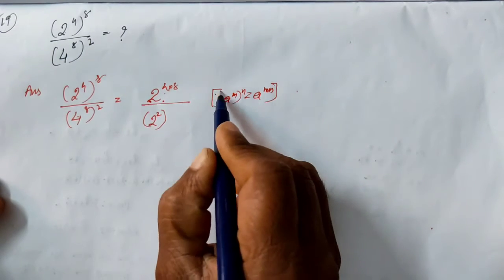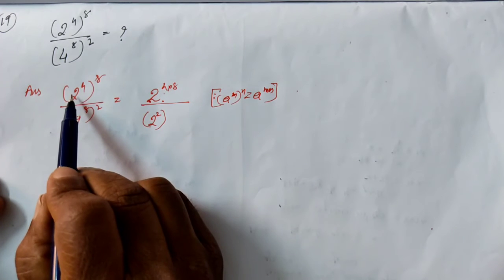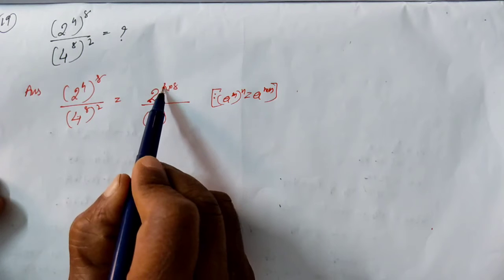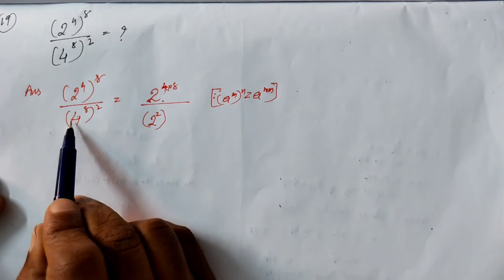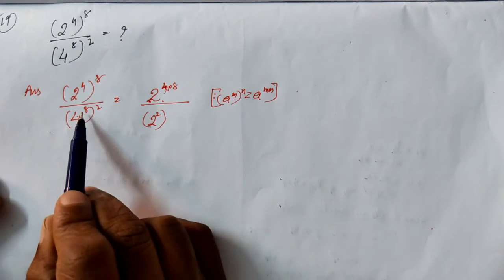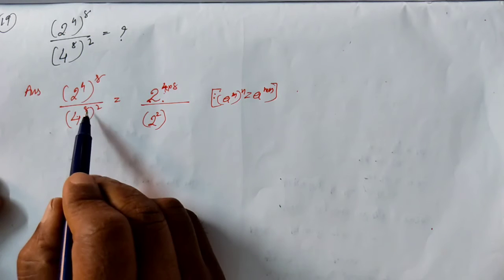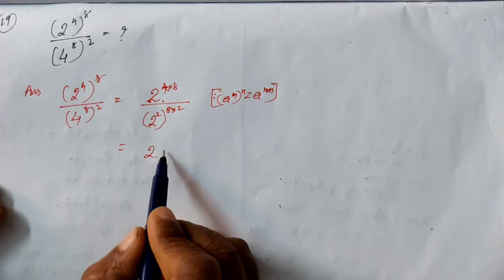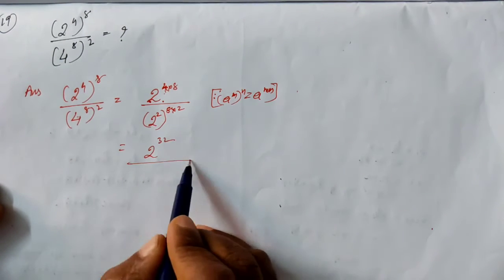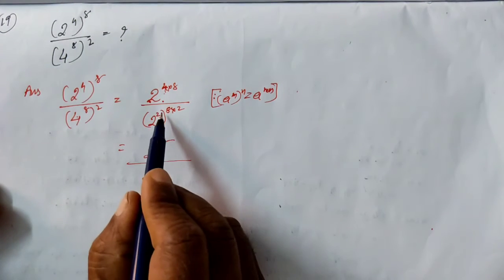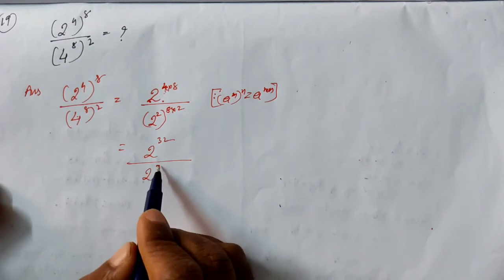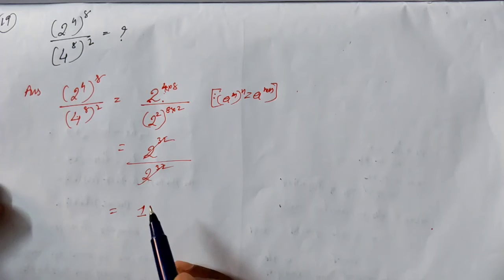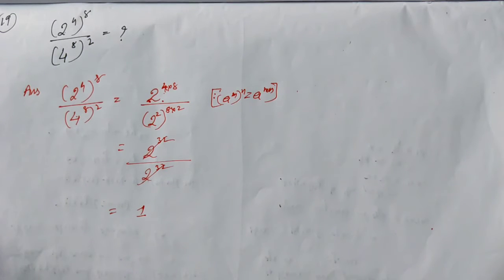Okay, so with the help of this formula, (2 to the power of 4) whole to the power of 8 is equal to 2 to the power of 4 into 8. Similarly, this 4 is written as 2 to the power of 2, and this 8 and 2 can be written as 8 into 2. Okay, now 2 to the power of how much? It is 32. So this is 2 to the power of 2 into 8 into 2, so it is also 32. So numerator and denominator are the same, therefore this is equal to 1. So this is the answer for the question.